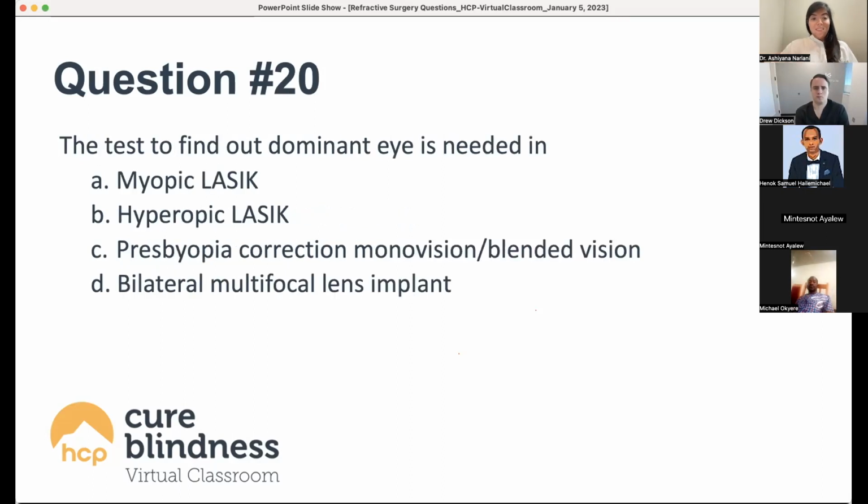Question number 20. The test to find out the dominant eye is needed in A, myopic LASIK, B, hyperopic LASIK, C, presbyopia correction, monovision, blended vision, or D, bilateral multifocal lens implant.